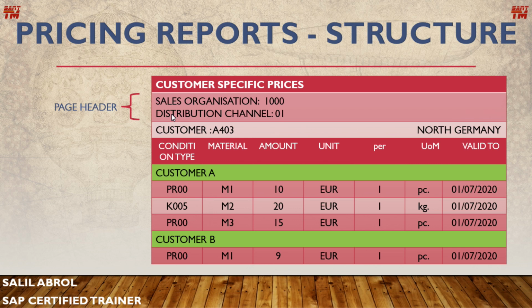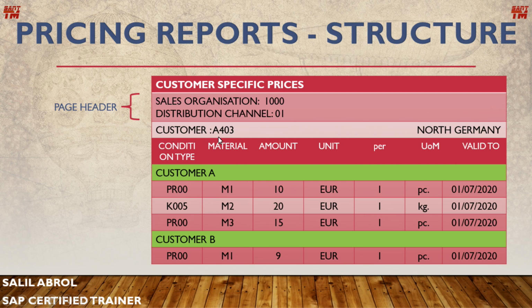That means for sales organization number 1000 and distribution channel number 01 in that sales organization, we want to see the pricing report for customer specific prices. So this is the first level of filter to see the pricing reports.